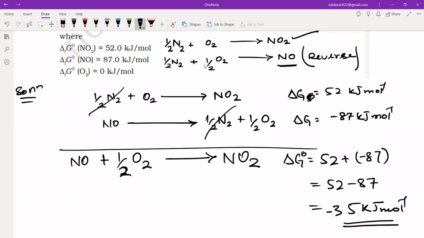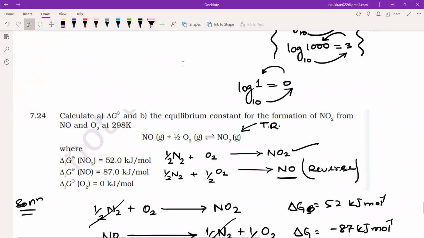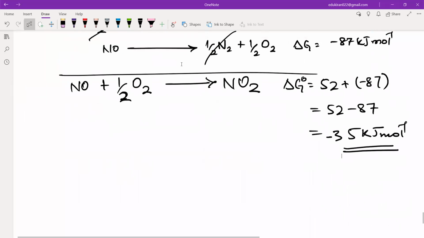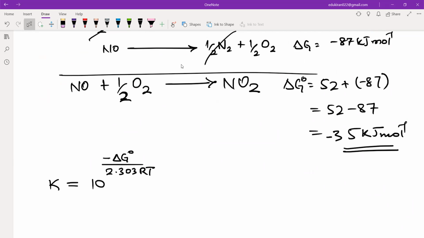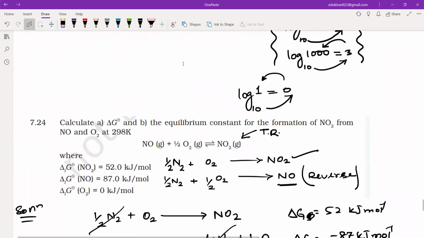So please tell me any doubt till here. No, sir. Then we have to calculate what they are asking: calculate the equilibrium constant. So we know that K is equal to 10 to the power of minus delta G naught divided by 2.303 RT. Yes or no, guys? This is the relationship.